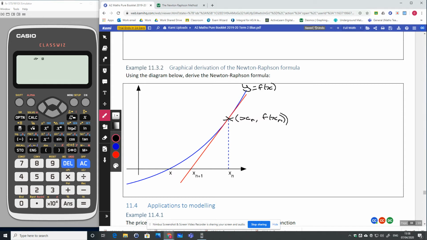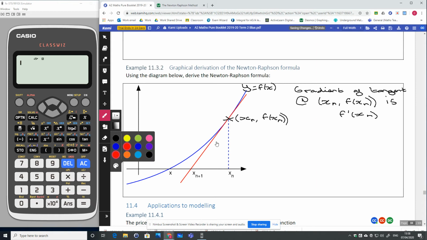Okay. So what we're going to look at is the gradient of the tangent at that point xn, f of xn, which would just be differentiate that and substitute your x value in. So the gradient of the tangent at that point is just that.